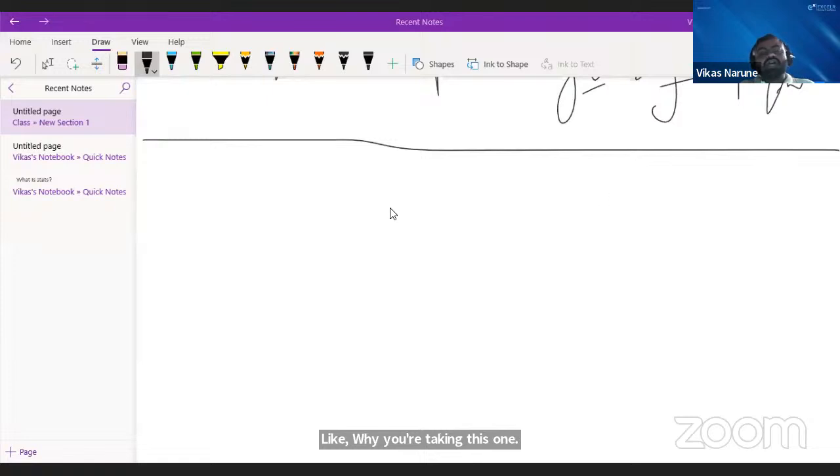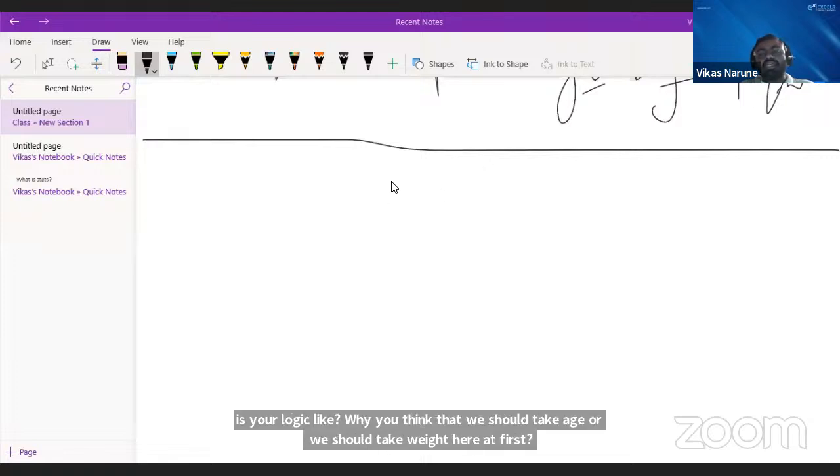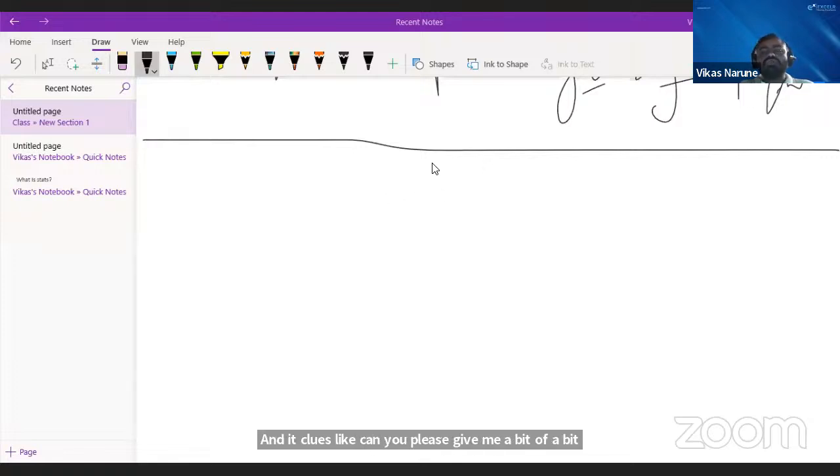What is your logic? Why do you think we should take age or weight first? Can you please give me a bit of logic? What logic do you use to decide that this is the feature we should take first? Yeah, guys, come on, quickly, so we can start understanding. Can you explain the logic behind it? Why are you taking age or weight? Where should we start at the root node?